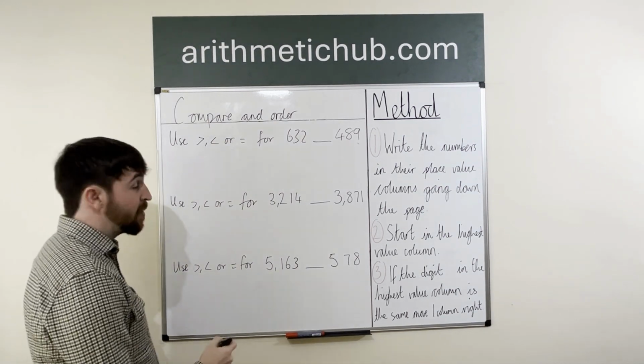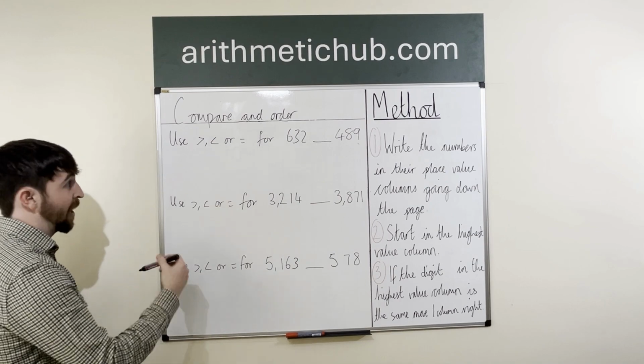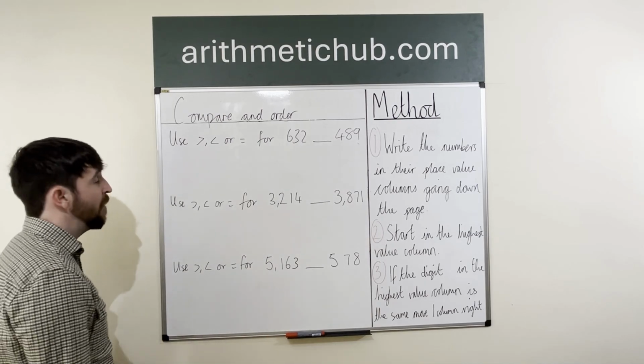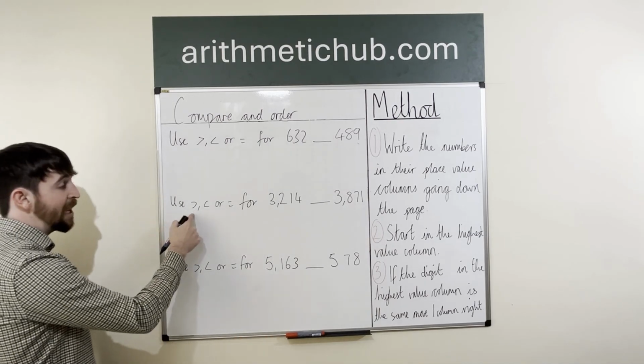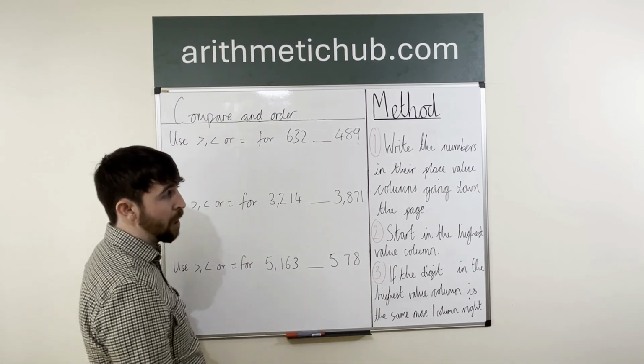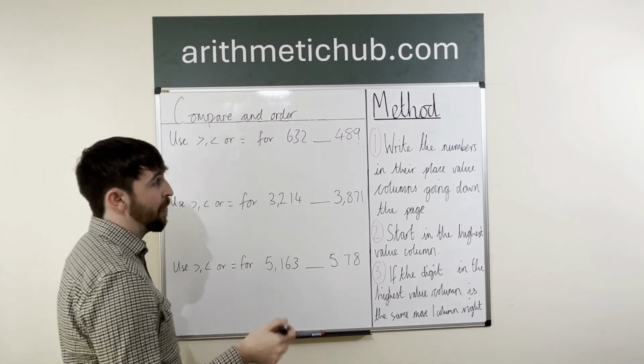Hi everyone, so today we'll have a look at comparing and ordering numbers. These questions tend to look something like this. Use greater than, less than or equal to for 632 and 489. Or use greater than, less than or equal to for 3,214 and 3,871, for example. So let's start by having a little look at the method.